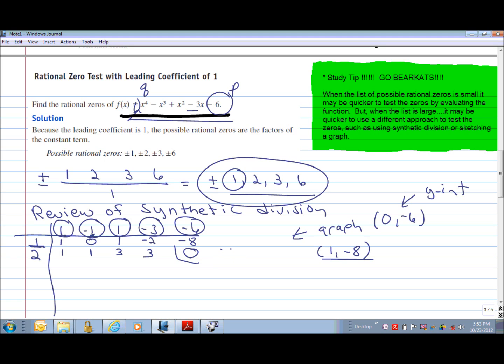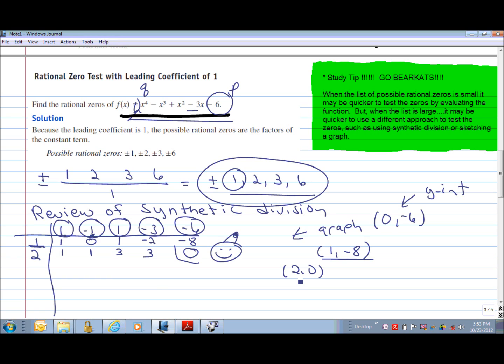And I'm very excited, and I get a little party guy because I found a 0. So 2 is my 0. So I have an x-intercept, or a 0, at (2, 0). So on my graph, (2, 0) would be an ordered pair on the x-axis.